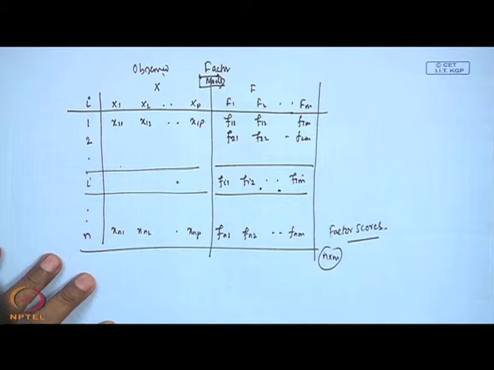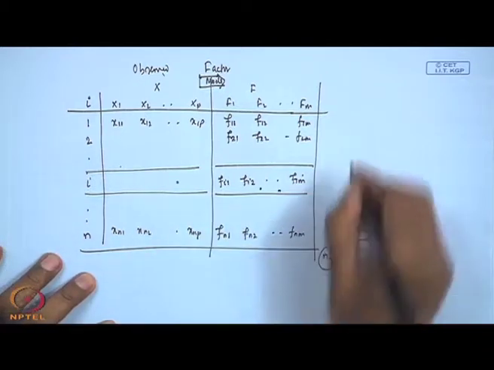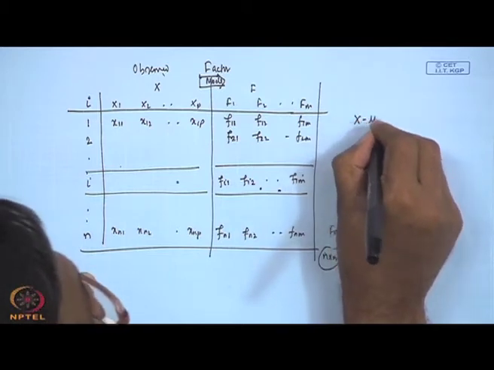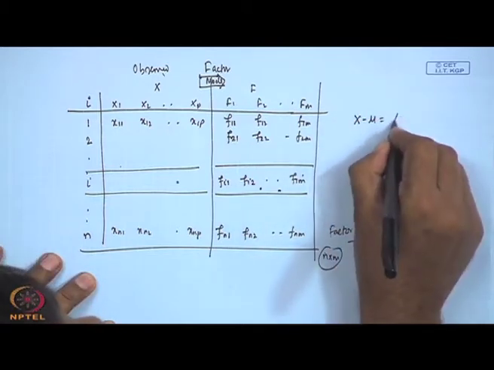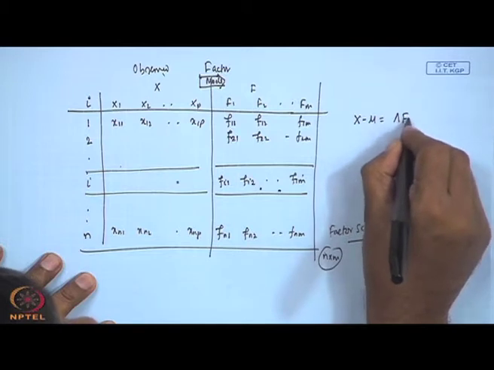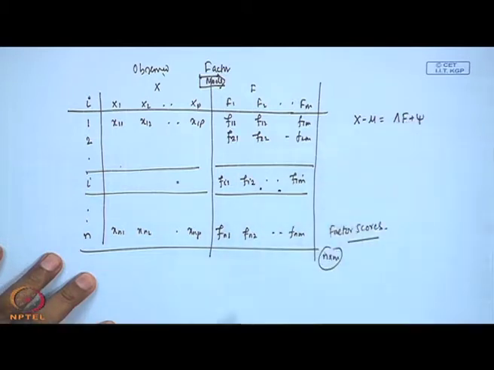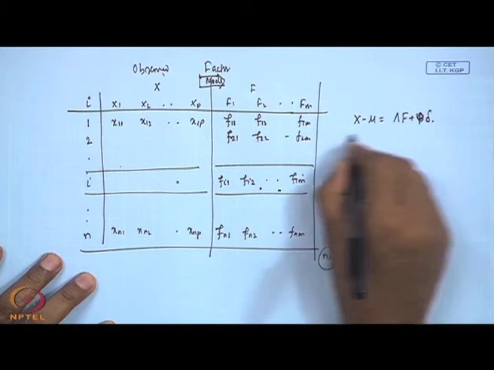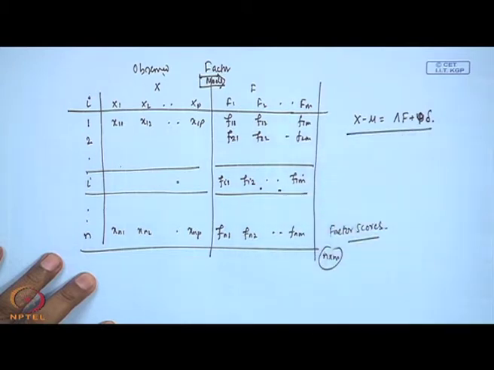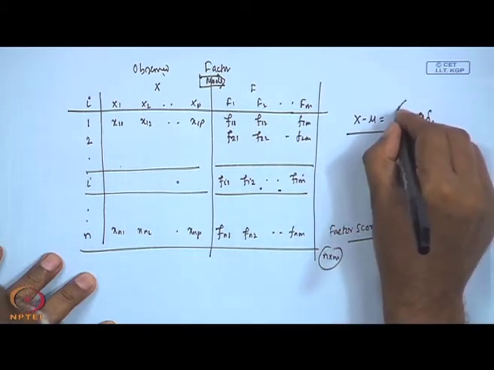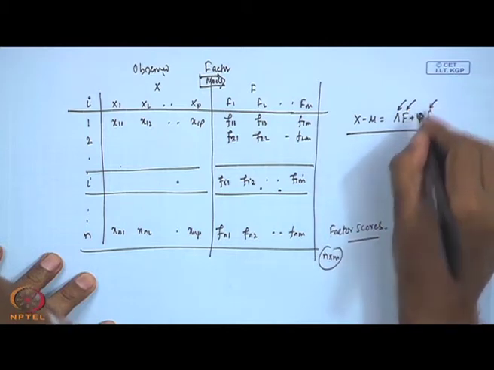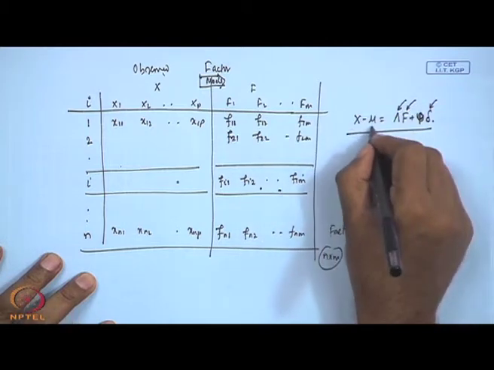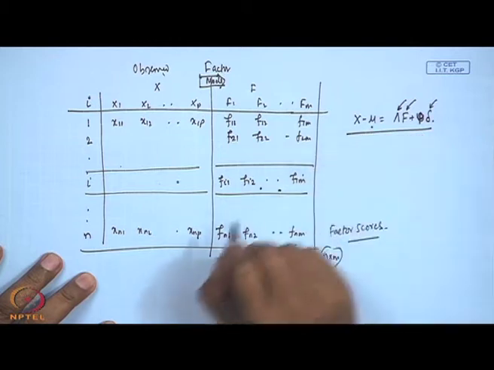Fine. Now, how do you get these factor scores? What are the methods available? If you see the factor model, x minus mu equal to lambda f plus delta, what are the things unknown? This is unknown, this is unknown, this is unknown. Only this side you know, and mu may be replaced by x bar.